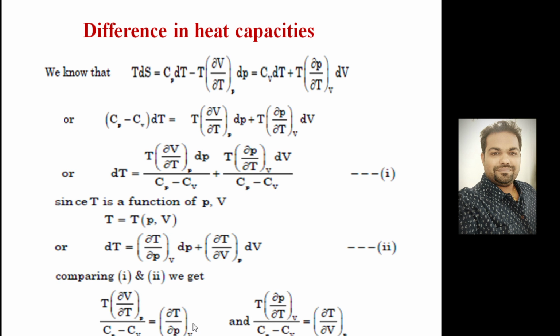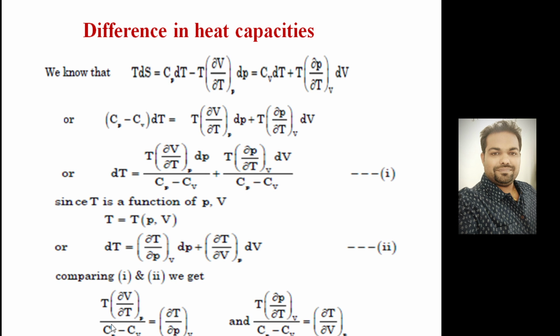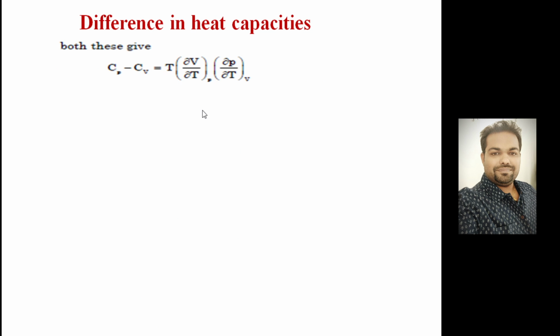So comparing 1 and 2, you can write these two equations. The first equation is this, exactly equal to this term, and this complete term is equal to dou T by dou V at P. I got these two equations by comparing first and second. Either you multiply this to get Cp minus Cv, or you multiply this. Both will give the same form of equation at the end. Cp minus Cv is equal to T dou V by dou T at pressure and dou P by dou T at volume. So I got this Cp minus Cv, and that is the required expression.